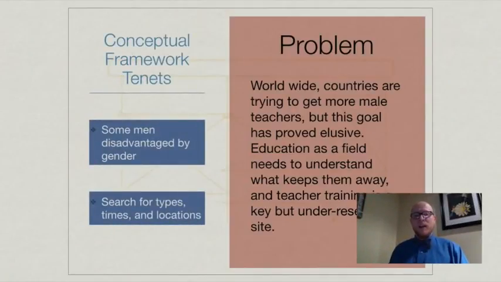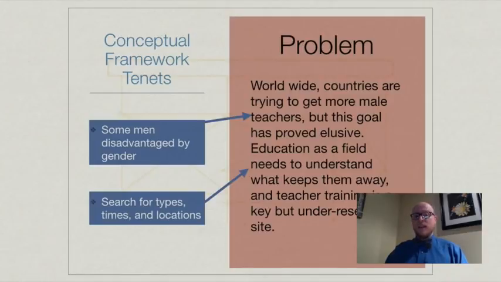Now, when I look at my conceptual framework, several of the tenets there are represented in this problem statement. One of which is that some men are disadvantaged by gender, and some of those men happen to be male teachers. Now, when we look at education as a field, we need to be searching for types, times, and locations, and that's certainly part of my conceptual framework.